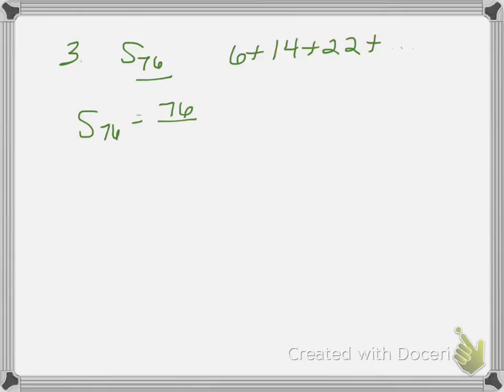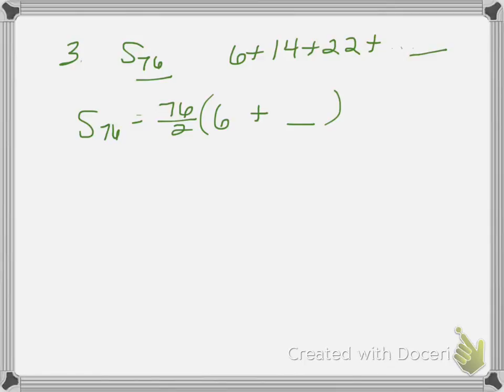Alright, the third example, let's say I wanted to find S76 for the series that looks like this. Alright, here's what I know. I know that N is 76. I know the first term, but I don't know the 76th term. I don't know what this last term is.